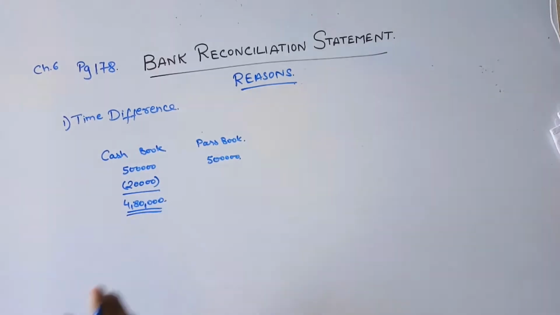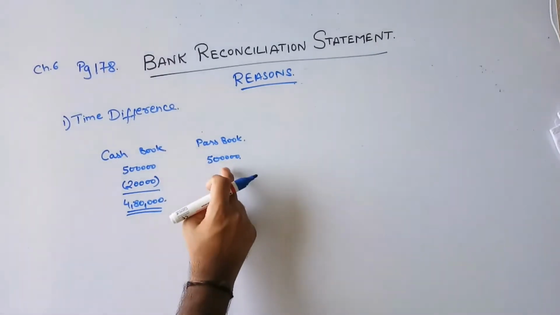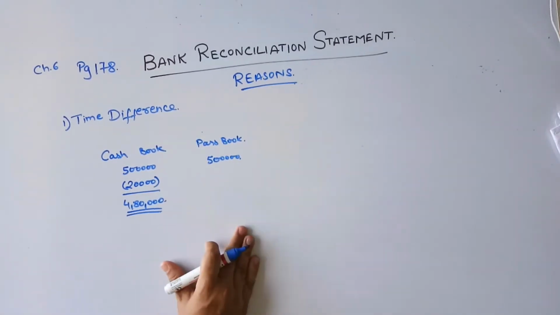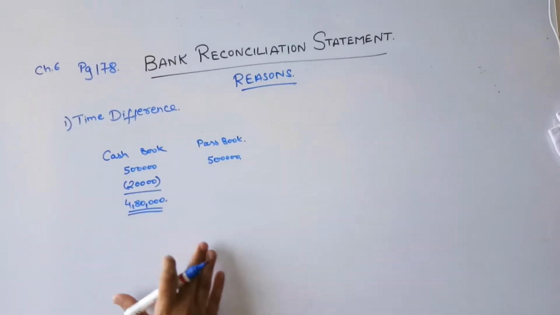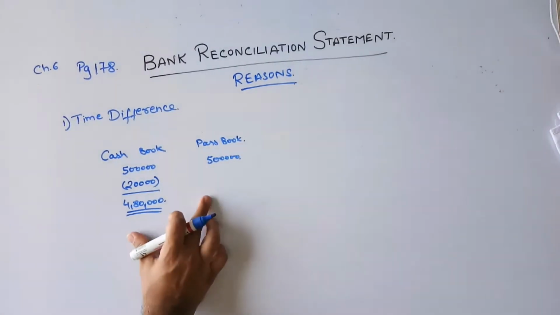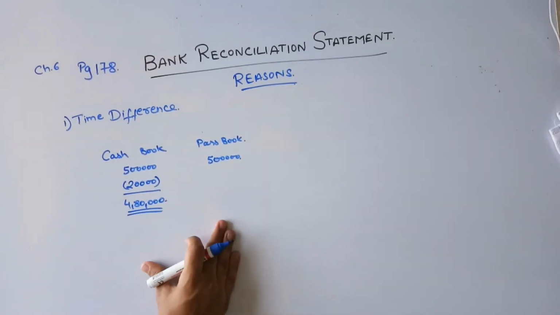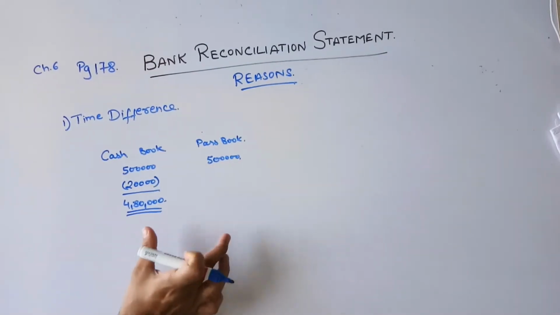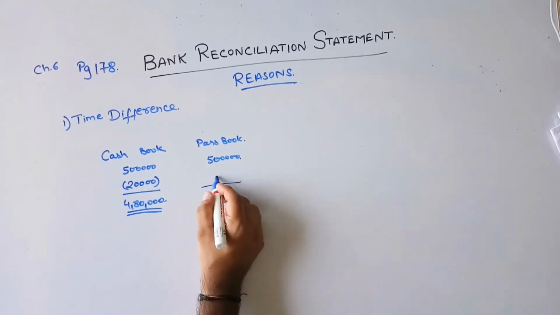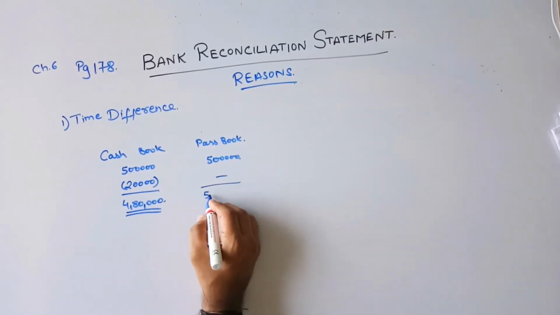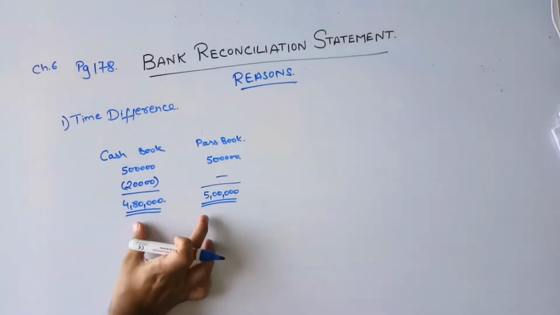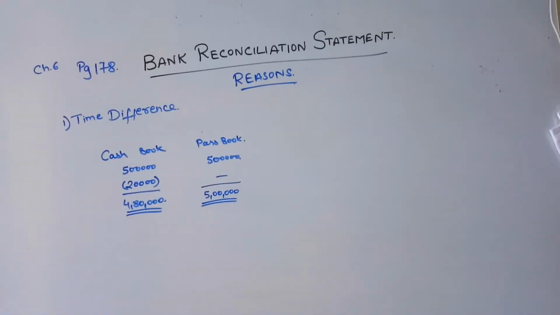But at the same time, that check has not been cleared by the bank. The check will go to my client, then my client will deposit the check in his account. It might take around 2 or 3 days for the creditor to deposit the check and for it to get cleared. That time gap is why the passbook balance will not tally. Here the check has not been reflected, so the passbook will still show 5 lakhs.